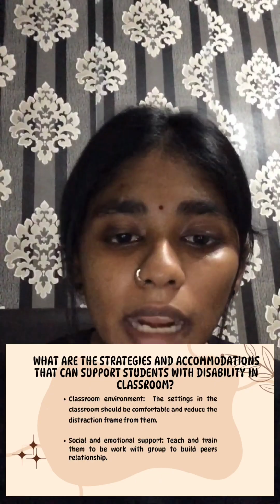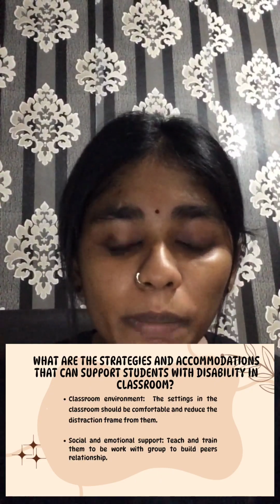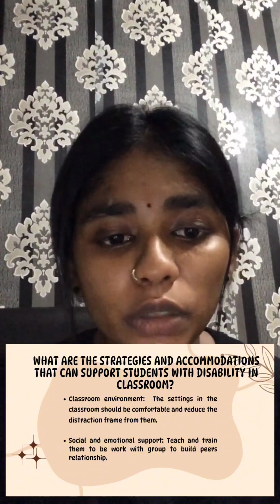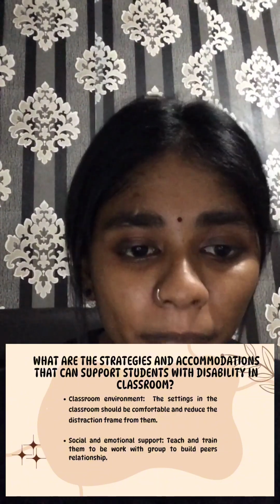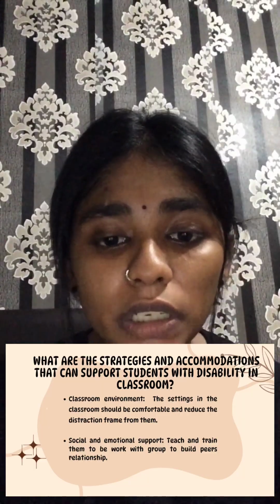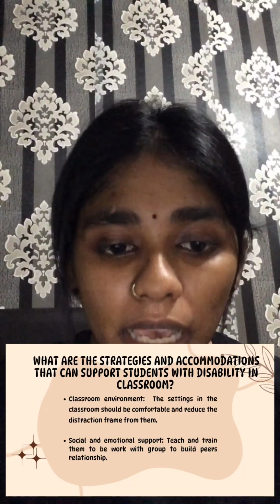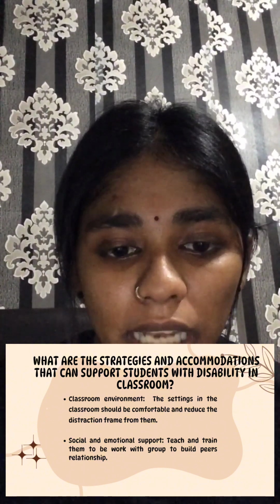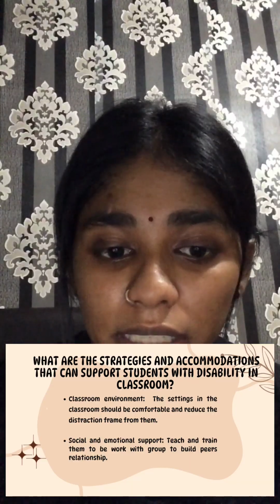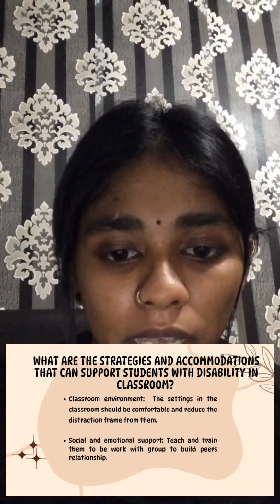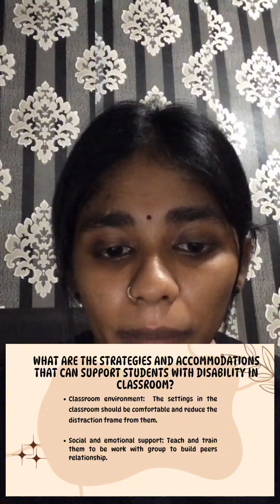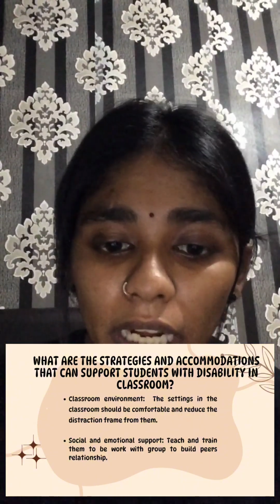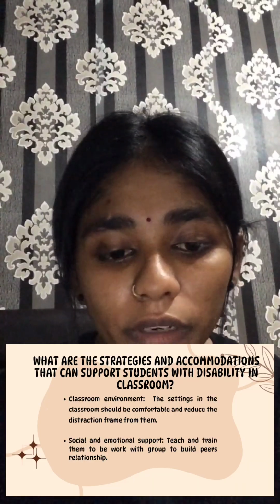So now look at the strategies and accommodation. To support students with Down syndrome, teachers can make the classroom environment comfortable and reduce distraction. They can also provide social and emotional support such as encouraging group activities and teamwork, using visual aids like flashcards, videos and gestures. Breaking tasks into smaller steps and giving extra time are also very effective strategies. With those supports, students can learn better and feel more confident.